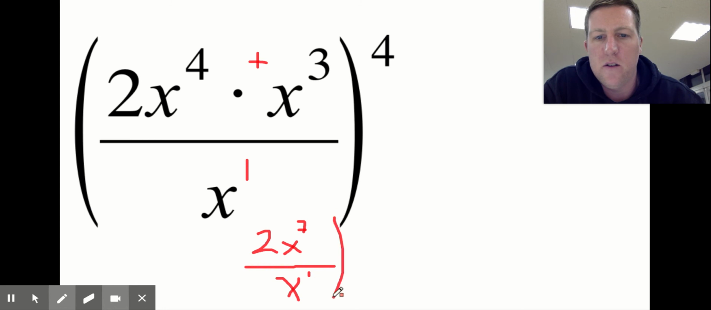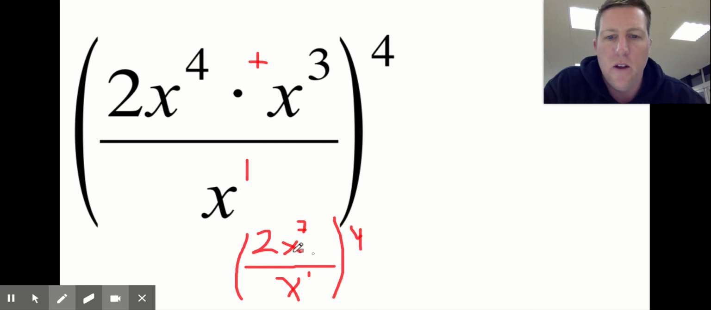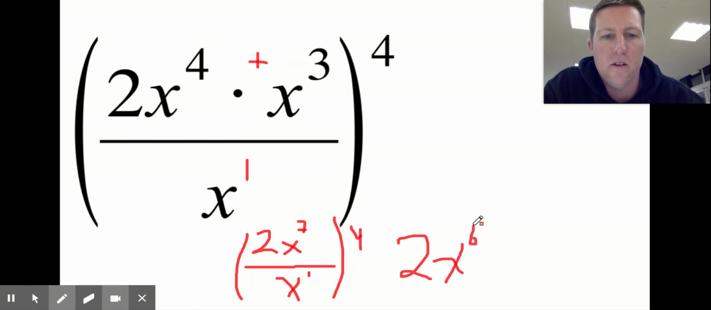all raised to the power of 4 outside the brackets here. Okay, 2 x to the power of 7 divided by x to the power of 1. Remember, we subtract, so we do 7 take away 1. So we have 2 times x to the power of 6. And that's all to the power of 4.